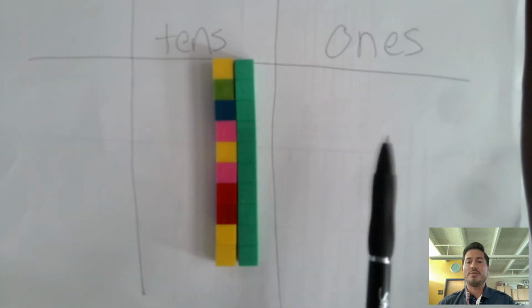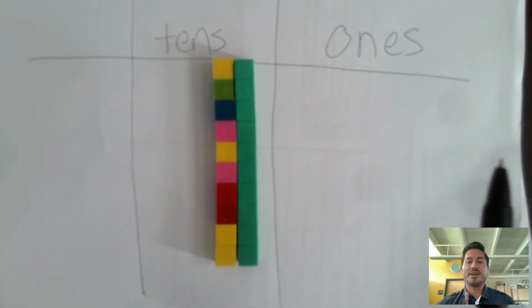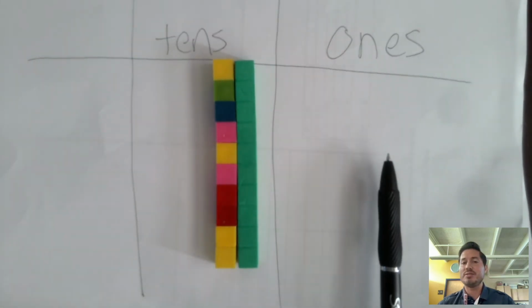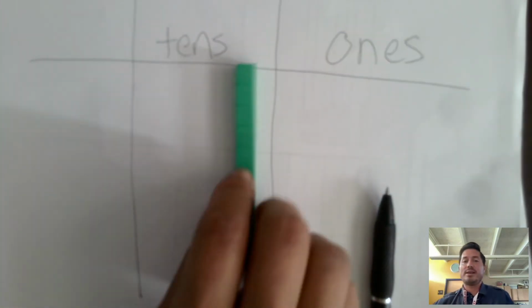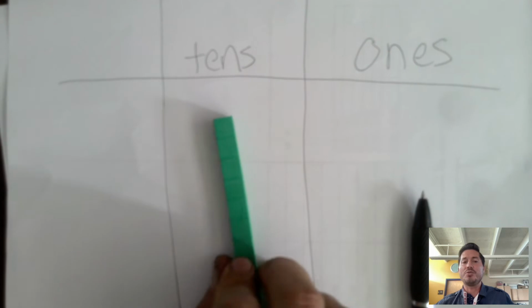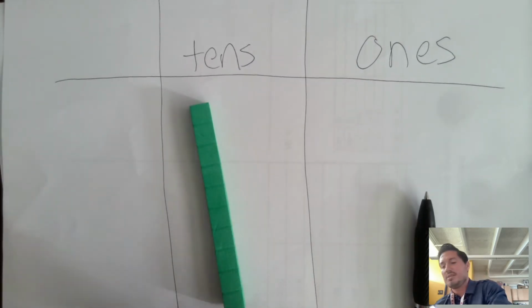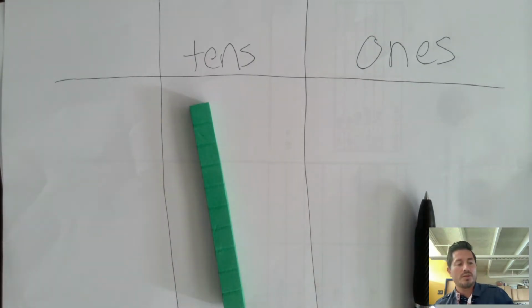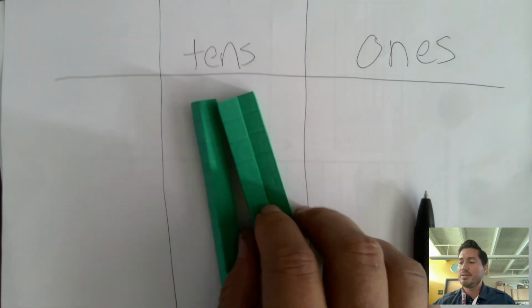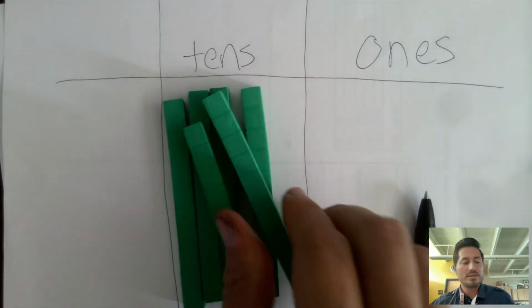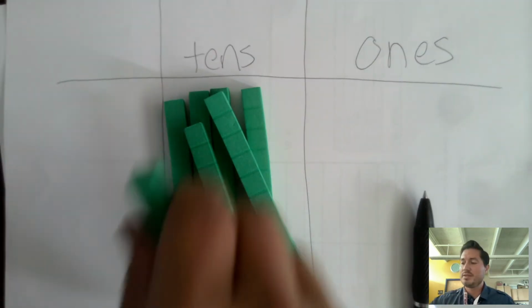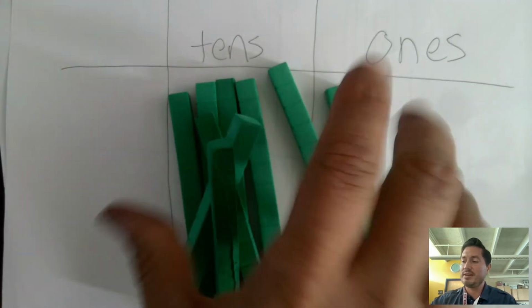So you can have 1, you can have 8, you can have 7, you can have 9, but as soon as you have 10 ones, you would take that away and you would have one group of 10. Then, let's say you have 20, 30, these are all groups of 10, 40, 50, 60, 70, 80, 90.